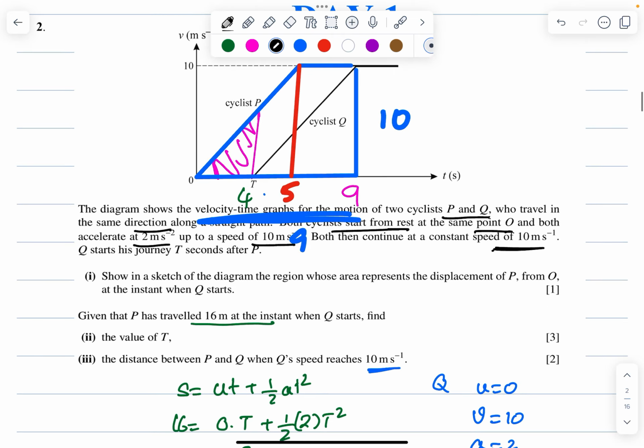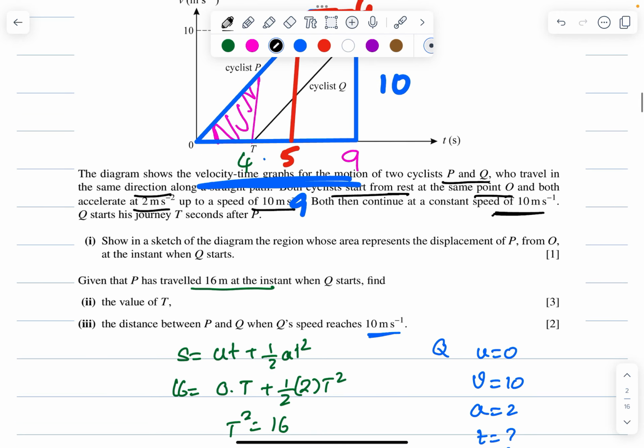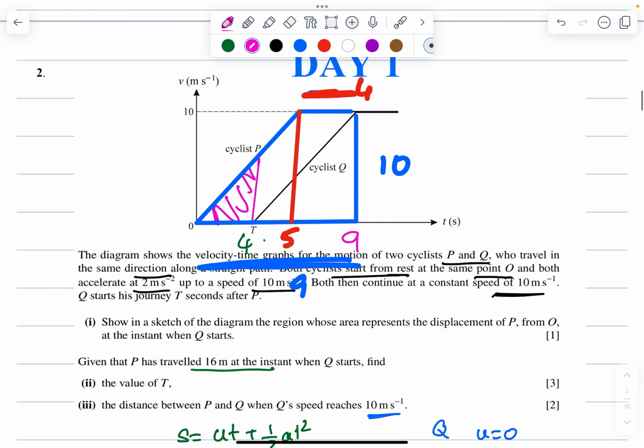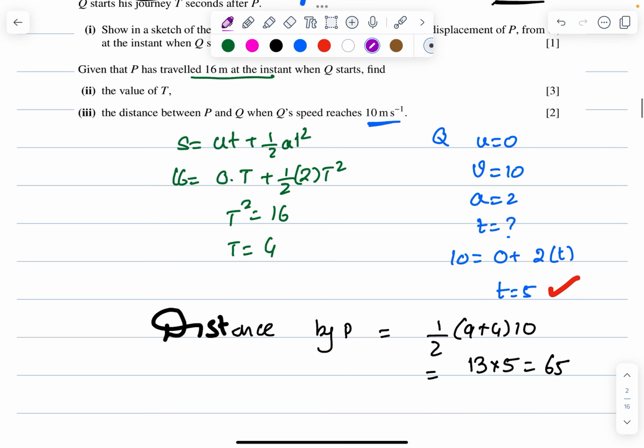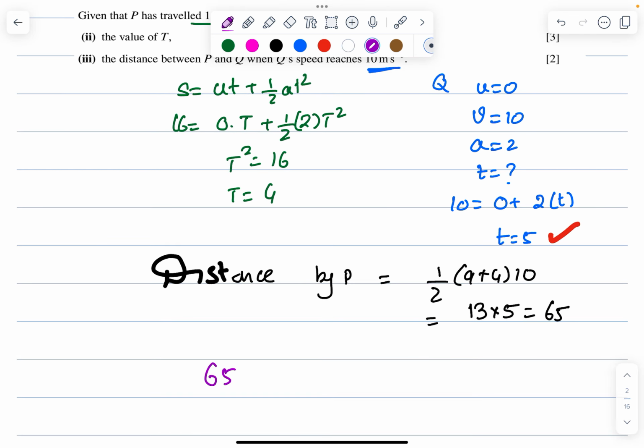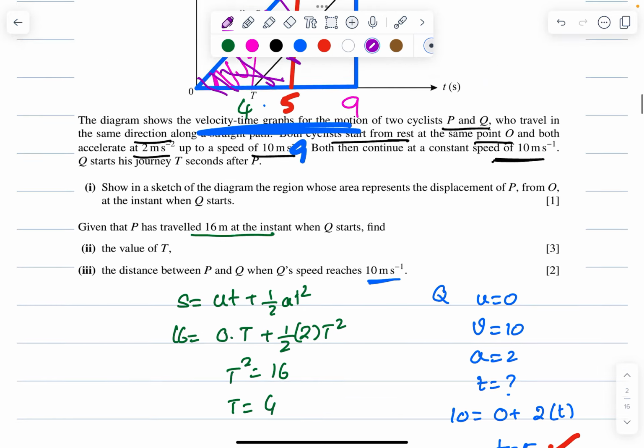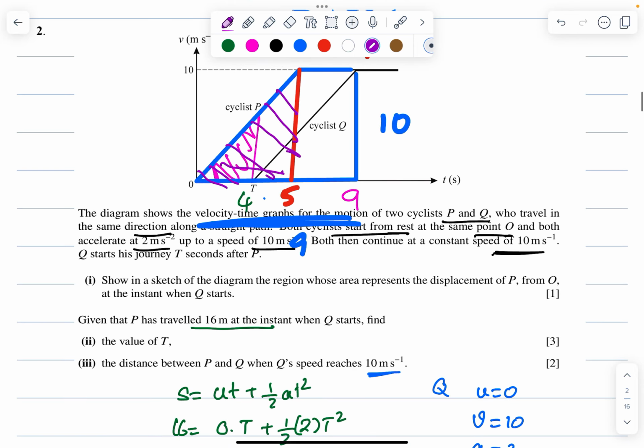13 times 5, 65, minus, I am going to subtract the area of this triangle. So 65 minus the area of a triangle. The area of the triangle is half times base, which is 5, times height, which is 10, which is nothing but what? 65 minus 25, which is going to be 40 meters. That's the distance between P and Q when Q reaches a speed of 10 meters per second.